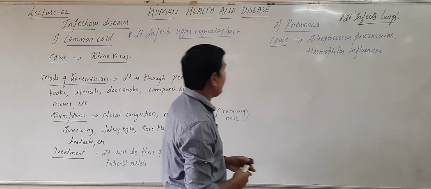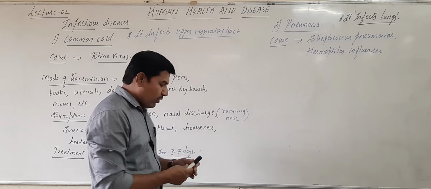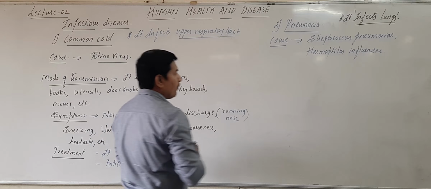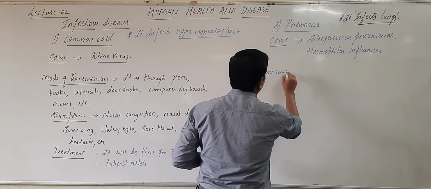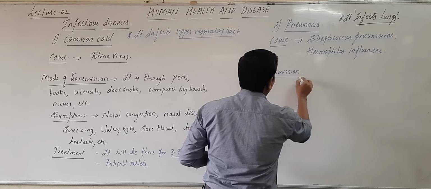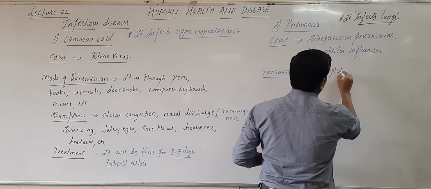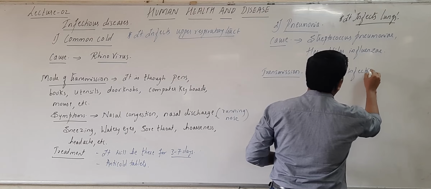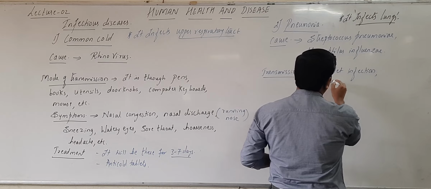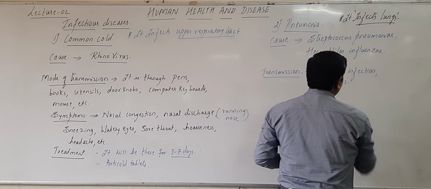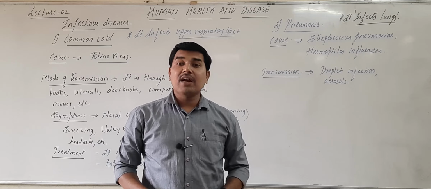Okay, so pneumonia is caused by Streptococcus pneumoniae and Haemophilus influenzae. Okay, so we'll go with the mode of transmission. How is it transmitted? It is transmitted through droplet infection and aerosols. Okay, so droplet infection means due to the sneezing and coughing.